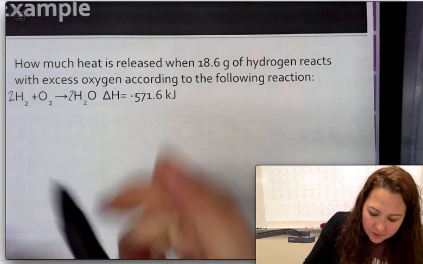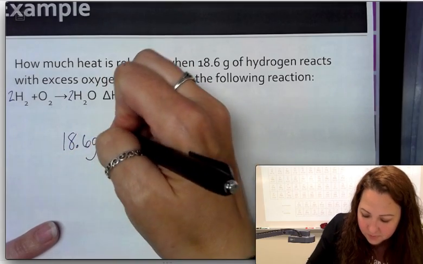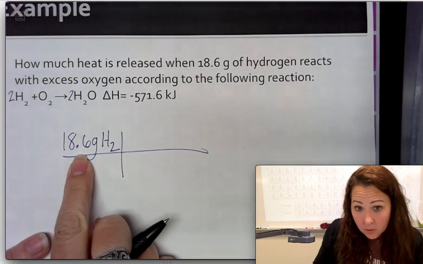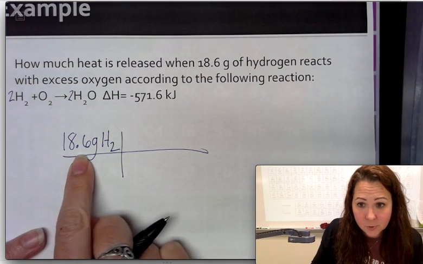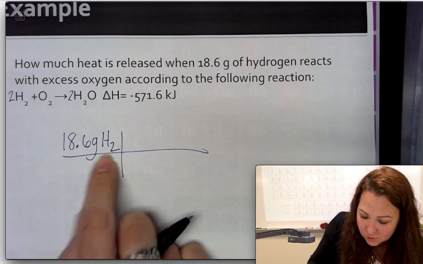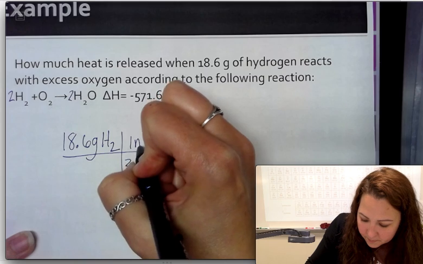So first step, you're going to have to take your grams and turn it into moles. If we want to go from grams into moles, we use the molar mass of hydrogen. Hydrogen on the periodic table is 1.01. There's 2 of them, so we have 2.02 grams for the mass of 1 mole.